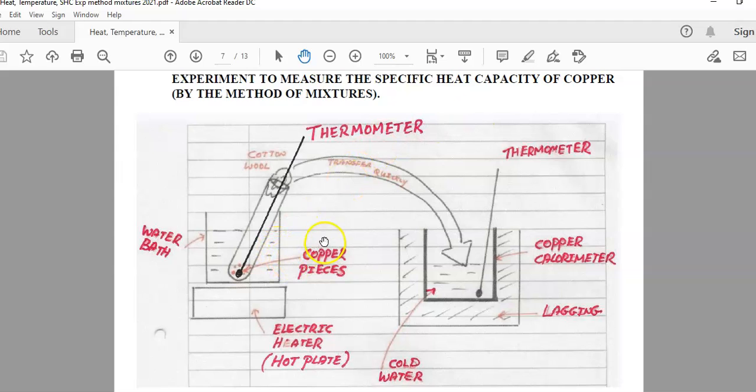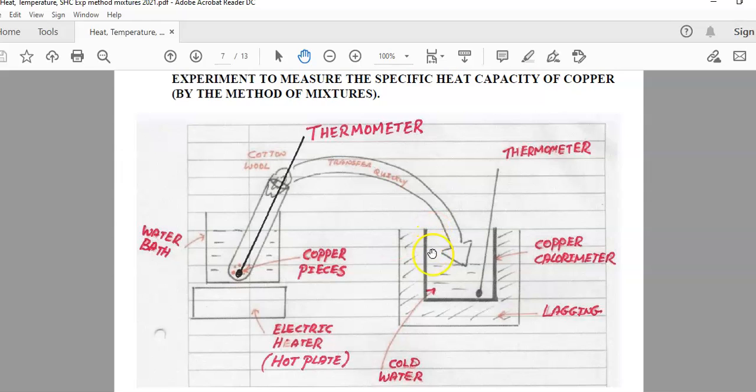Now in this experiment, what you basically do is you heat a known mass of copper. You get the mass on an electronic balance. You heat those small pieces of copper up to 100 degrees Celsius. You can do that by putting it into a water bath and having an electronic heater or hot plate underneath. You heat the copper until it's at 100 degrees Celsius. A thermometer in the copper will tell you the temperature of the copper.